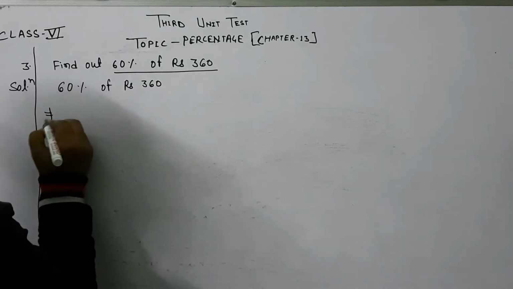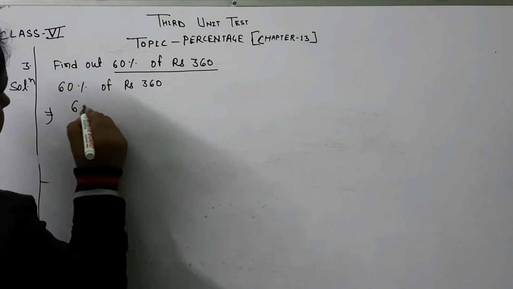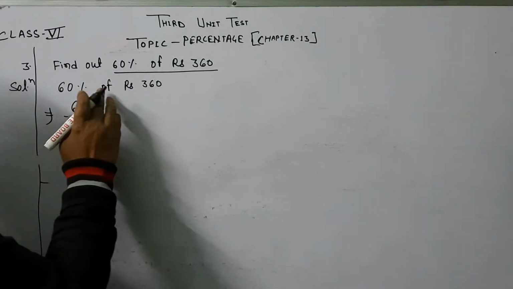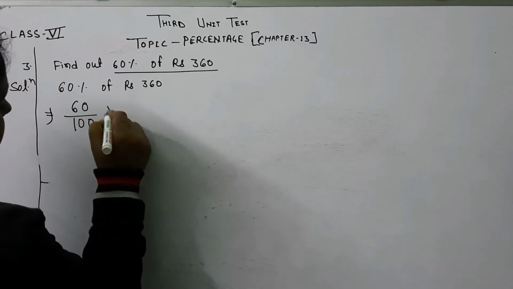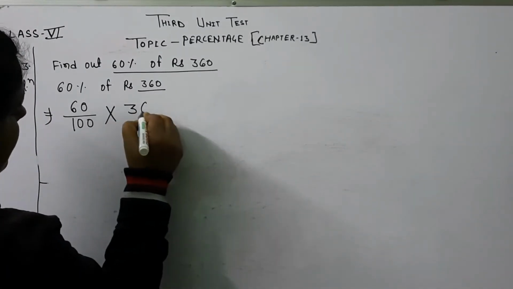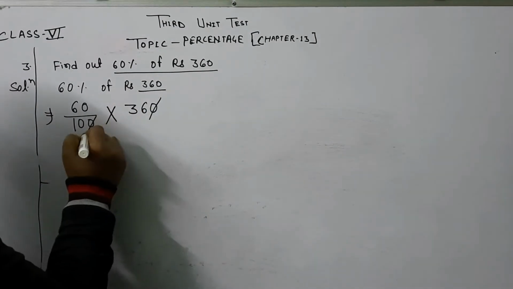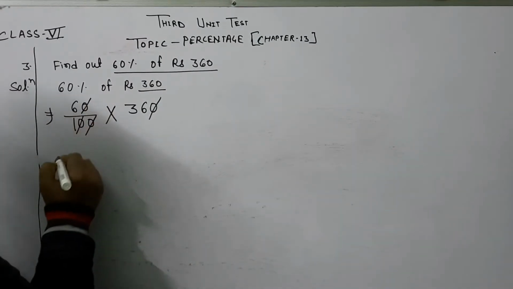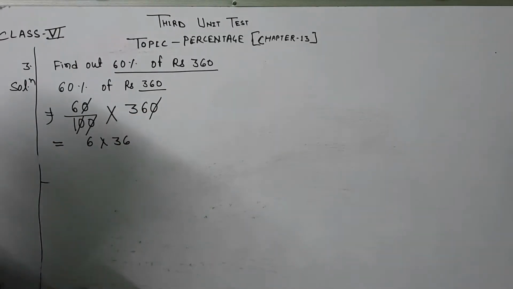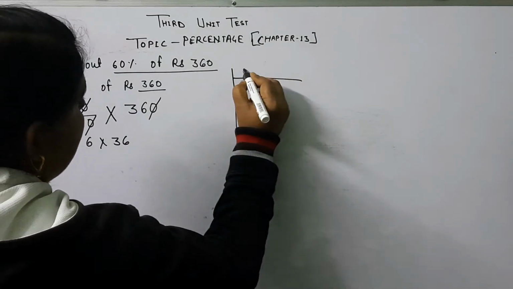So write this one. 60%. What I told, percent means per 100. So you can write this 60 in fraction form. 60 divided by 100. What is the meaning of of? Meaning of of is multiply. And what is written here? 360. Write here 360. Now reduce the number. 1010 cancel. 1010 cancel. What is left on the top? 6 multiply 36. Now multiply this one inside calculation work. You can write here calculation work.